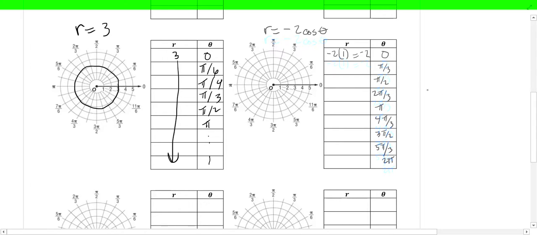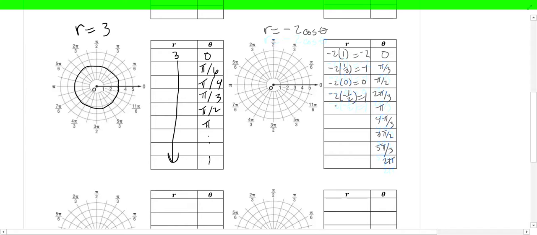You put in pi over 3, that's -2 times 1/2, which is -1. You put in pi over 2, that's -2 times 0 is 0. That's really messy. Put in 2 pi over 3, and you get -2 times -1/2 equals 1.